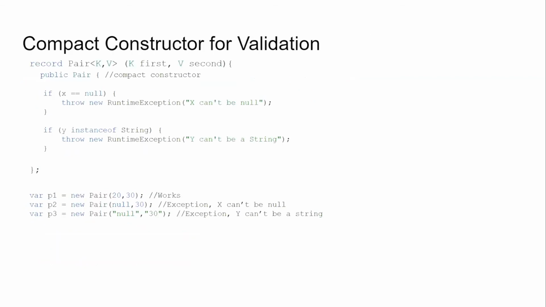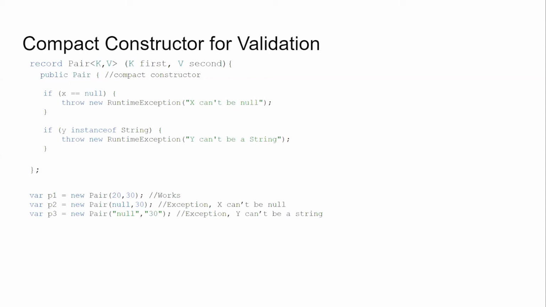Records also introduce a new type of constructor, the compact constructor. A compact constructor implicitly has parameters which match the record's parameters. The compact constructor's parameters are automatically assigned to the record's fields at the end of the constructor body. This is useful if we are validating or normalizing inputs.